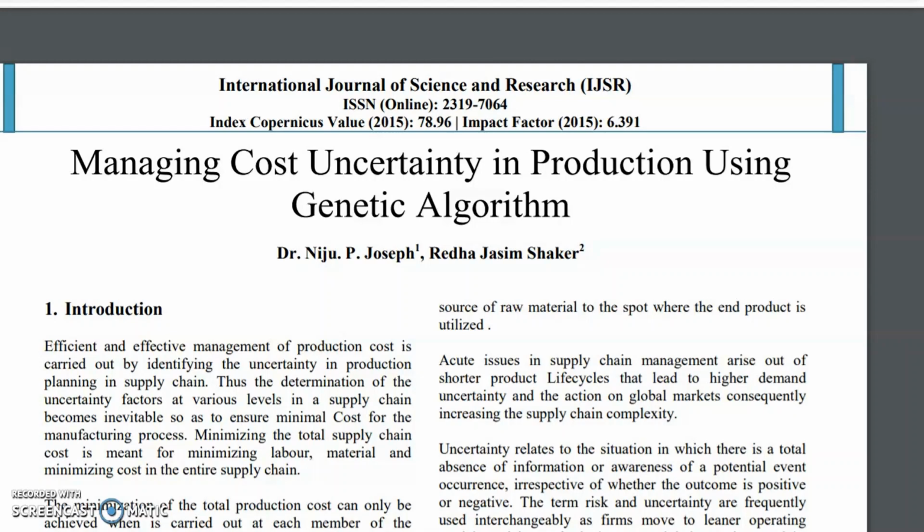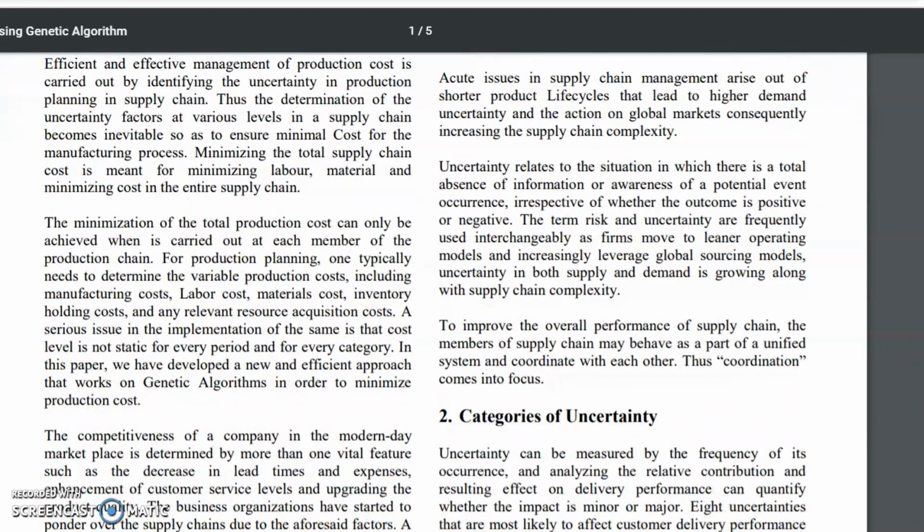So coming to the introduction part, here we are trying to give an introduction that efficient and effective management of production cost is carried out by understanding the uncertainty in production planning. So what are the uncertainty factors, how will they affect our production and manufacturing process, like if I minimize the supply chain cost, what will happen, if I minimize the labor, material and other factors, what will be achieved. All these things are taught and understood in this paper.